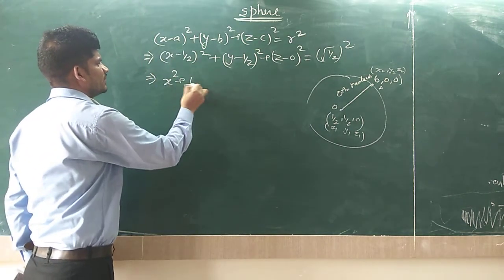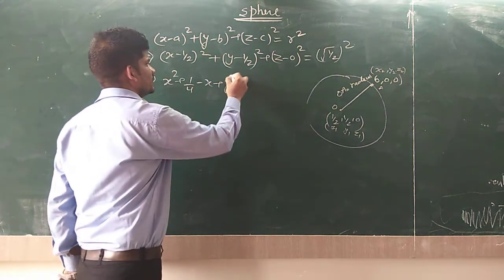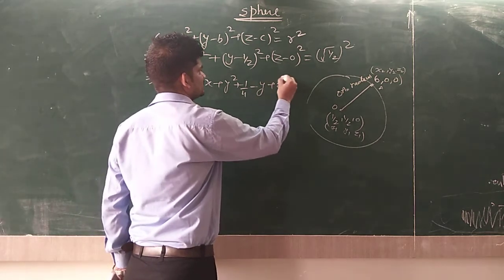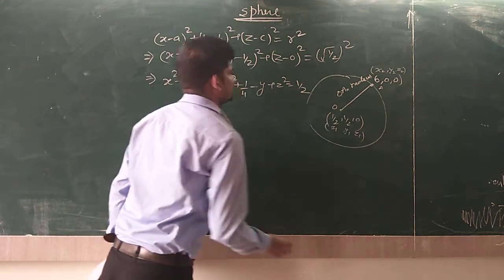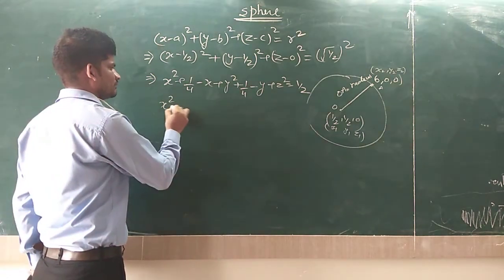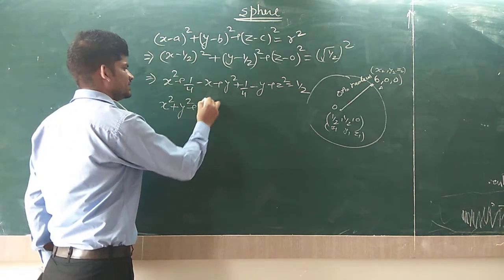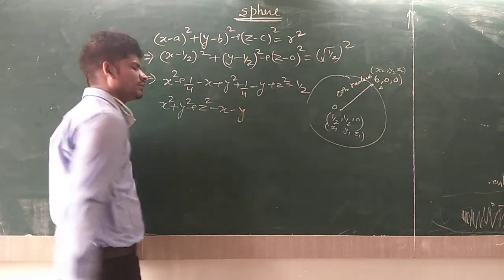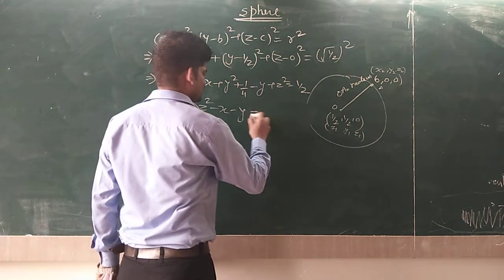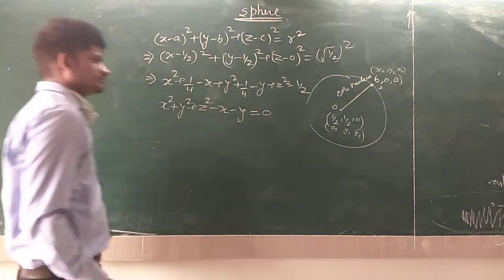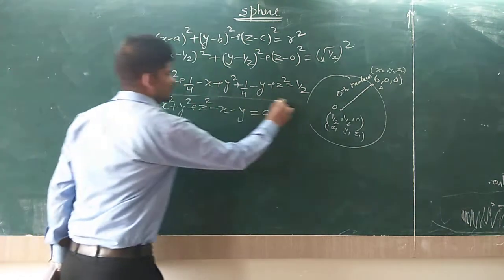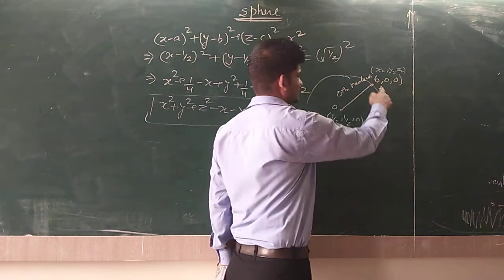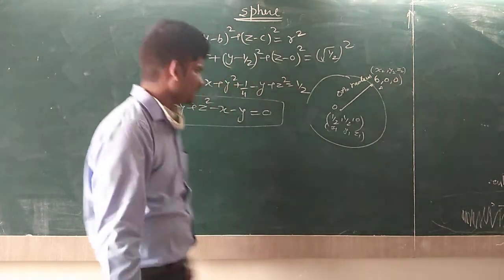x square plus 1 by 4 minus x plus y square plus 1 by 4 minus y plus z square equal to 1 by 2. Then x square plus y square plus z square minus x minus y plus 1 by 4 plus 1 by 4, 1 by 2 and 1 by 2 cancel out, 0. This is the equation of the sphere whose center is 1 by 2, 1 by 2 and 0 and passing through 0 0 0.